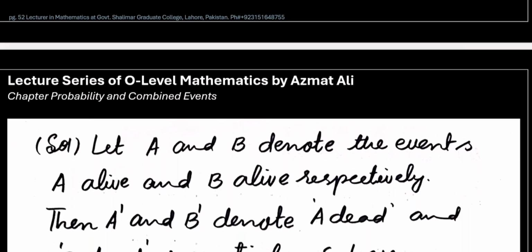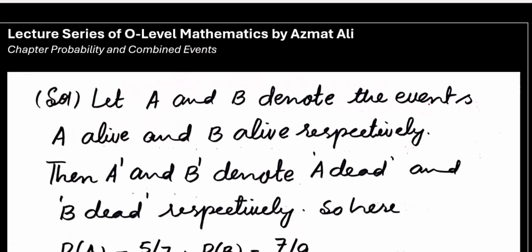Both of them will die. Let A and B denote the events: A means the person A is alive and B means the person B is alive after 10 years. Then A complement and B complement denote A dead and B dead respectively.